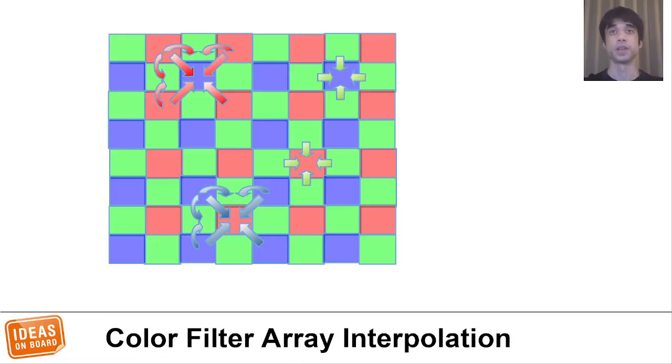So to solve that, we have to do a bit of processing. We can interpolate the missing values. As shown in the diagram, for each pixel, we take the missing colors from the neighboring pixels that do have that color. This is just a simple example. In practice, for better quality, more complex interpolations would be used.